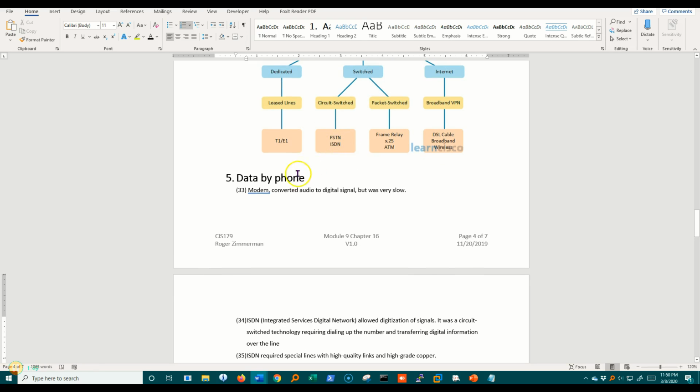Well, originally, in order to talk over the telephone network, what we did is we would use a modem. A modem would take a digital signal from our computer, turn it into an audio signal, and then that audio signal would go across the phone system, and at the other end, the modem would turn that audio signal back into a digital signal. Very, very slow, but eventually we got up to about 54 megabits per second doing that.